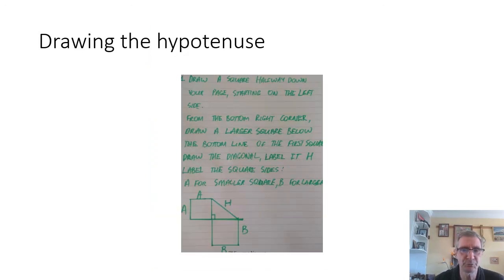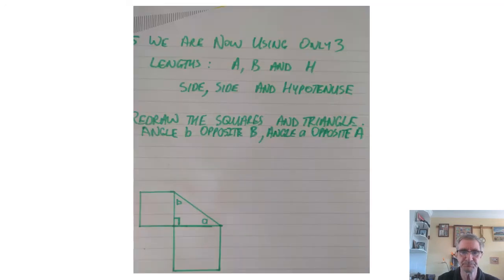Okay, once you've drawn those two squares, I'd like you to draw the hypotenuse. So you can see that there are two sides, line A here and line B at 90 degrees to each other, and you join the two to form the right-angled triangle, and that is your hypotenuse. So now we've got a triangle and we've got 3 lengths.